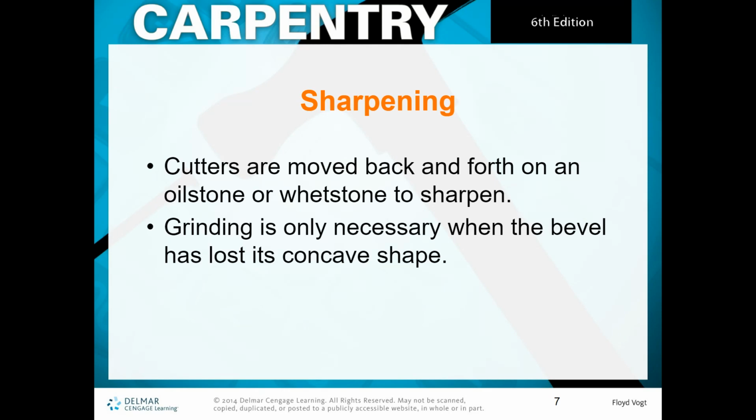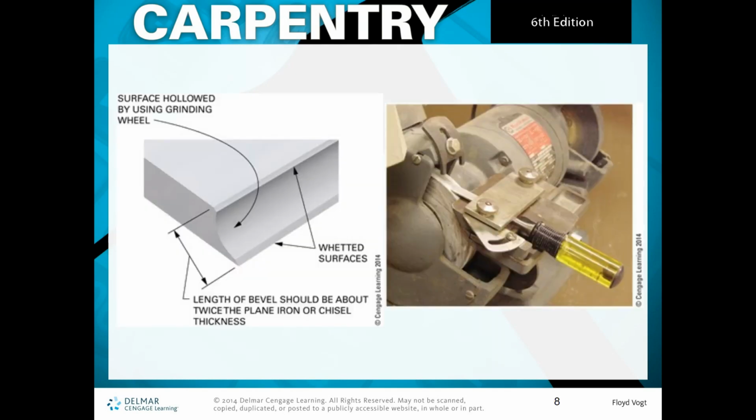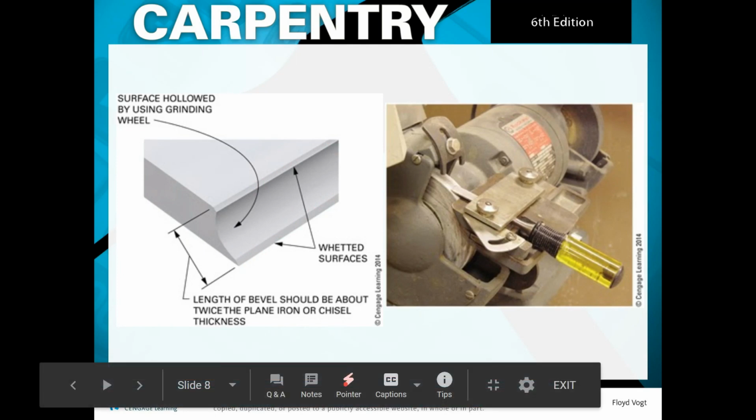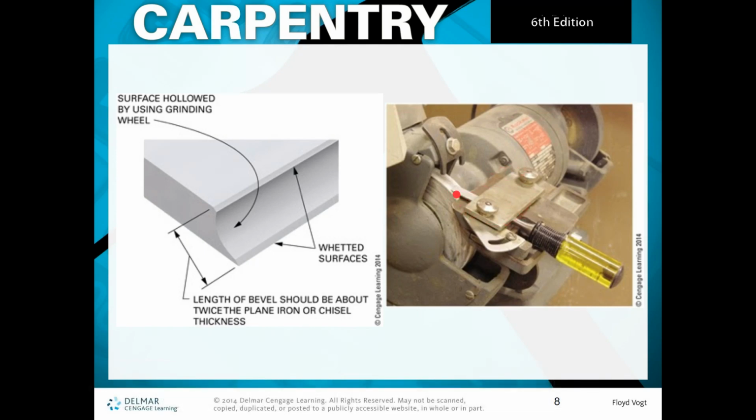If you were to sharpen them, you should move them back and forth on an oil stone or a whetstone. And you only grind when it's necessary, when the bevel has lost its concave shape. So we'll be looking at that right here. You can see in this picture the concave shape that the bevel has. Now, we won't be able to see that. It's going to be real slight, but after that, you can see they use a jig right here, and that cuts the bevel on here to make sure that it's at the right angle.